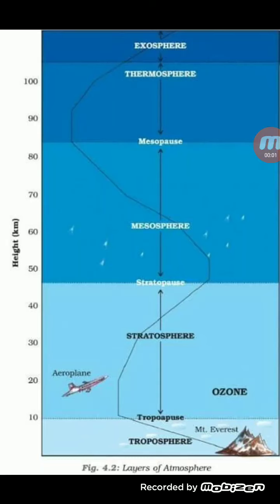Hello student, today we are going to study the structure of atmosphere. Scientists have divided the atmosphere into five major layers. This division is based largely on temperature variation observed in the atmosphere with height. The layers are the troposphere, the stratosphere, the mesosphere, the ionosphere, and exosphere.